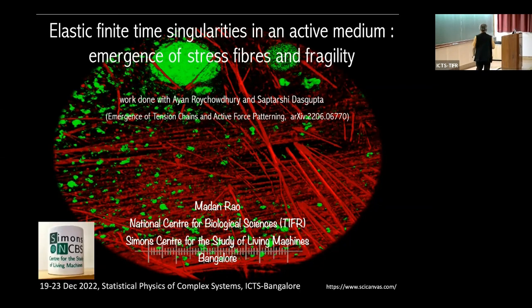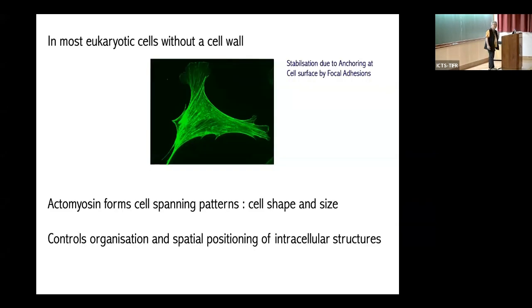So let me show you the context. Okay. So this is an image of a eukaryotic cell like ours, and the cell lacks a cell wall like our cells. And because of that, the membrane is very floppy. But yet the cell is adhered on the substrate, sitting on a table, and it has a very definite shape and a definite size.